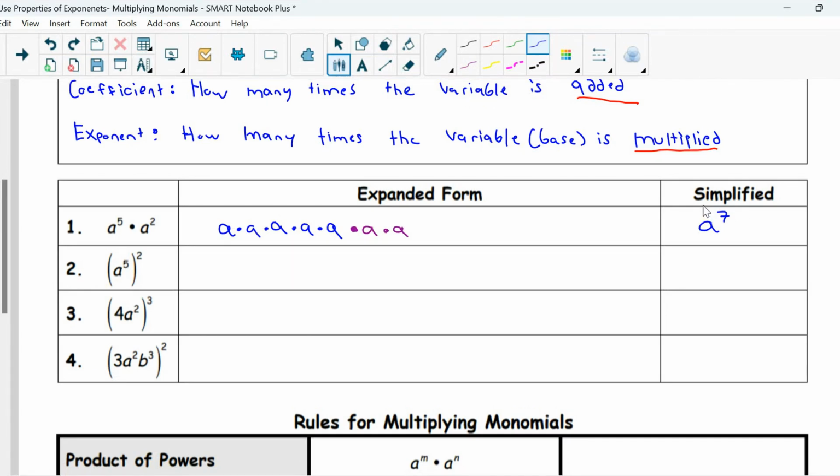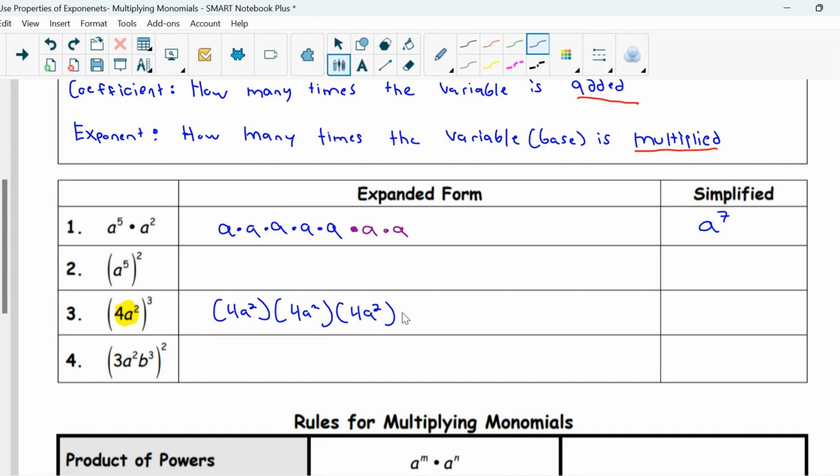Number 3, we have 4a squared to the 3rd power. Just like here, the base of our exponent is 4a squared. Instead of just a single variable, we do have a coefficient and an exponent. But don't overthink this one. This is the same as saying 4a squared times 4a squared times 4a squared, being multiplied 3 total times.